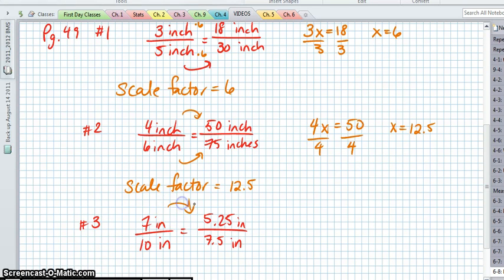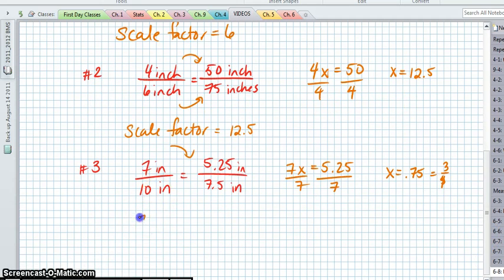So again, we could set up an equation. So 7 times what scale factor will equal 5.25? We can divide by 7. You may calculate using a calculator. 5.25 divided by 7. And it turns out that you'll get 0.75 or 3/4. So in this case, the scale factor is 3/4. And again, it's smaller than 1 because we are reducing something.